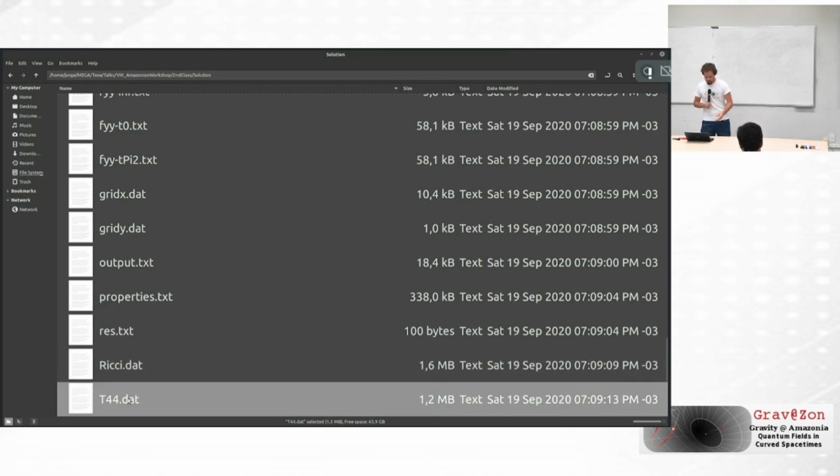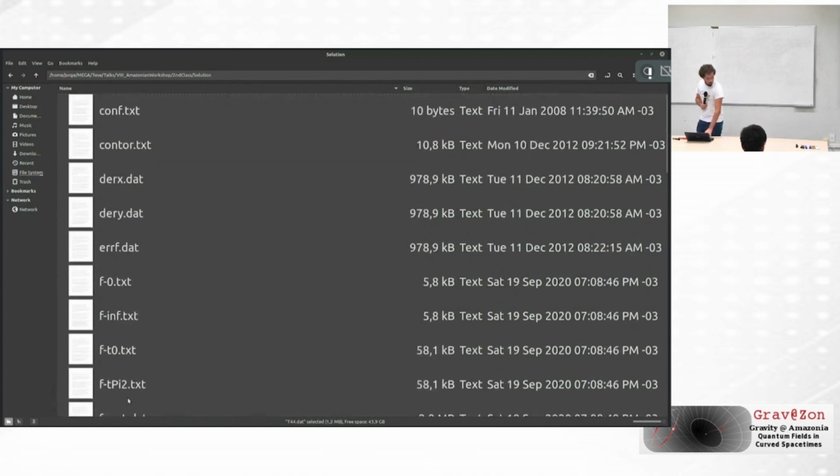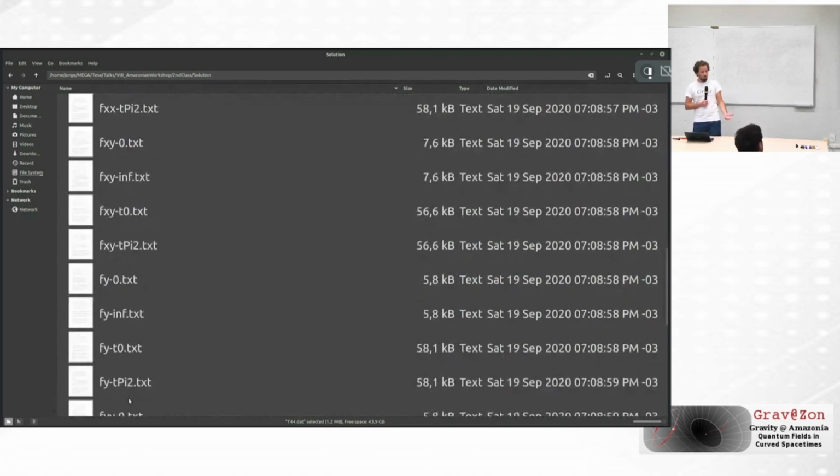Then you have this last T44 data, which has some of the energy momentum tensor quantities for all the grid points. Since in this case this is a boson star, you can use this to compute the Komar mass, for example, the Komar angular momentum, or you can use that to verify the energy conditions. And I will show you that. So you have a lot of files. Now the question is what you do with them.